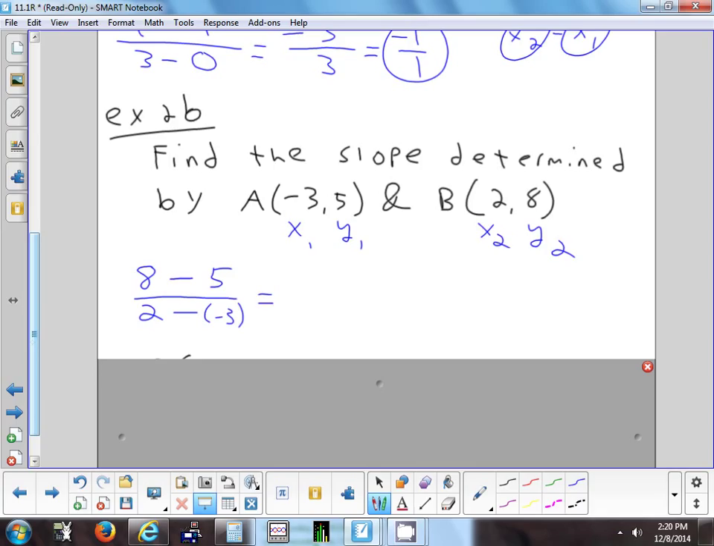Okay, start with 8, take away 5. What's 8 take away 5? 3. What's 2 minus negative 3? Yeah, why is it 5? What happens there? There's 2 negatives. Right. Now, can we reduce this fraction? No. Do we have a negative and a negative in the top and bottom? No? Okay, so we're done.